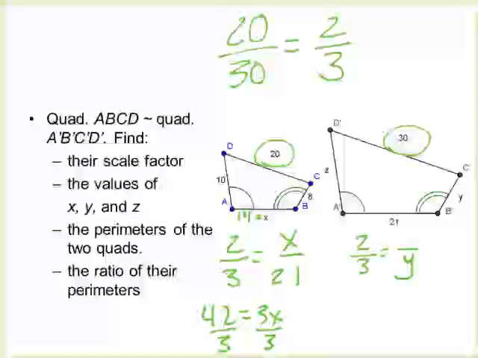What matches with the y? 8. So 8 is going to go on the top. Cross multiply, 2y equals 24. Divide by 2. So y is equal to 12.